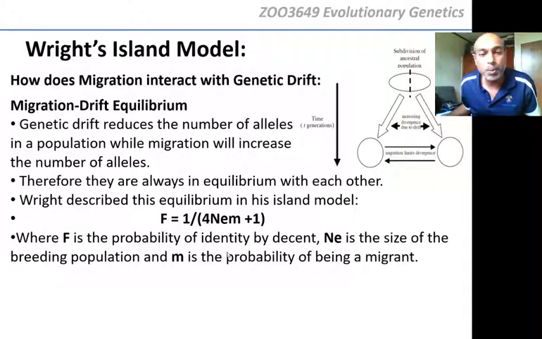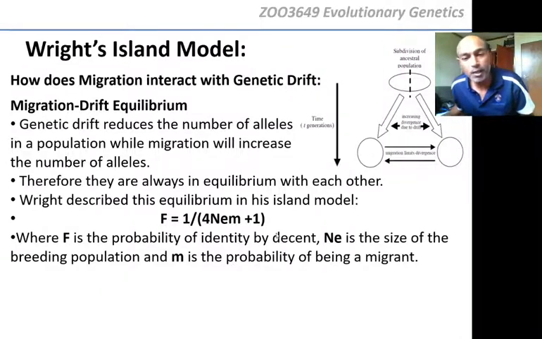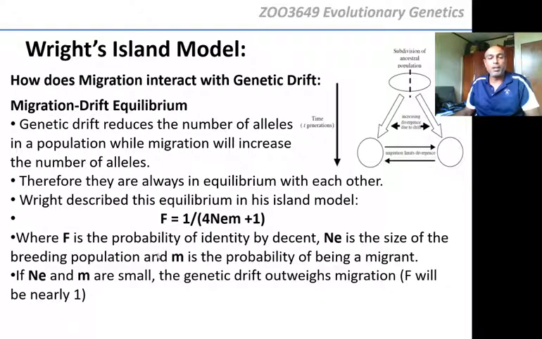And F is a probability of being identical by descent. Okay, it's an F statistic equivalent to FST. Ne is the size of the breeding population and M is a probability of being a migrant. That means the migration rate. So then what happens if the population size is small here and the migration rate is also small? Okay, 1 divided by a small number is going to make F what? A big number. F is going to be nearly 1, right? 1 divided by a small number here will actually give you almost 1 for F, okay?